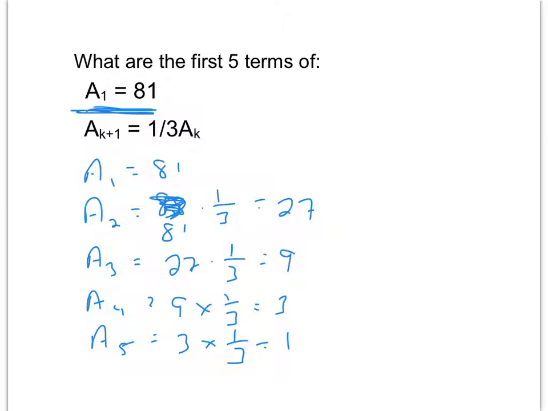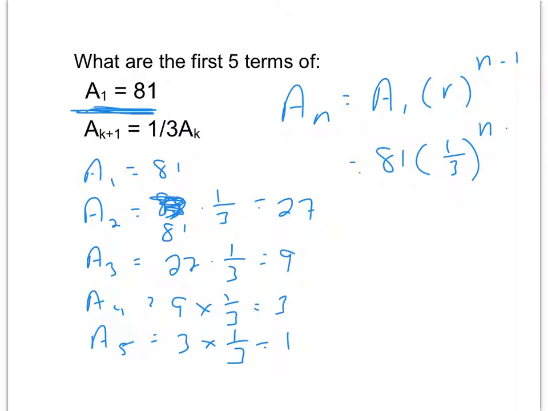So if we wanted to write a regular rule for this, we know that a sub n is equal to a sub 1 times r to the n minus 1 power. Well, our a sub 1 was 81. Our r is 1/3. And we're going to raise that to the n minus 1 power.